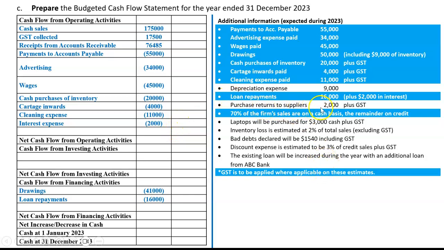Purchase returns to supplier, $2,000. Now in the real world, if you return something, you might get your cash back. But in our course, we just say all returns are for credit. And this is a cash flow statement. So a purchase return or a sales return would not go in here. We're going to ignore that.